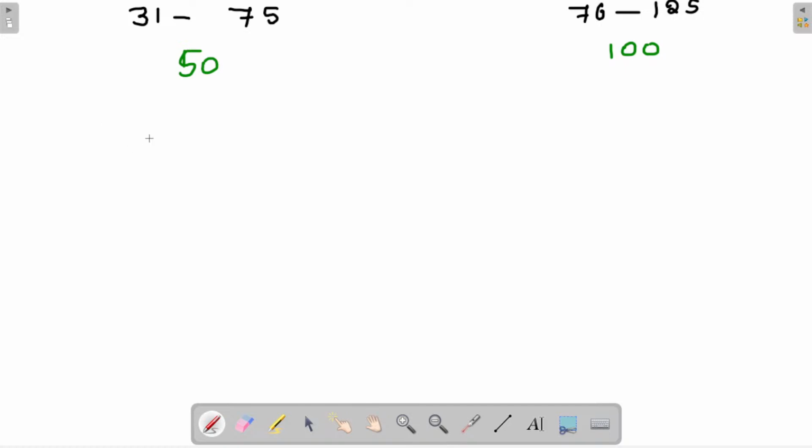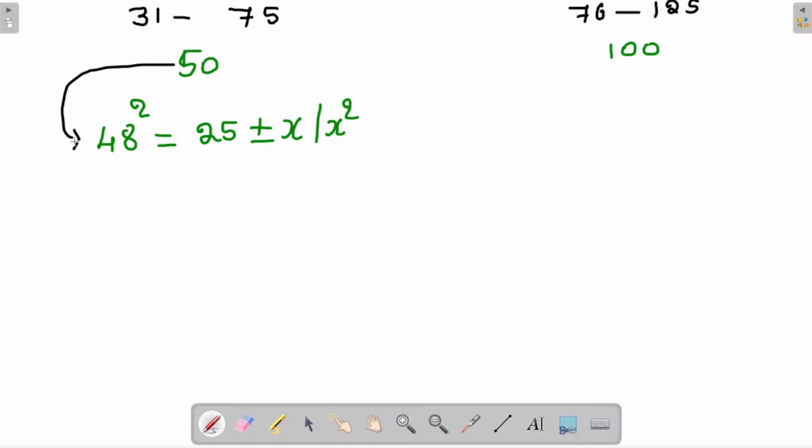Any number between 31 to 75, for example 48 square. Let's solve this number only. I will write the answer between 31 to 75 in this format: 25 plus or minus x, then x square. What is x? x means the difference between the given number and the base.